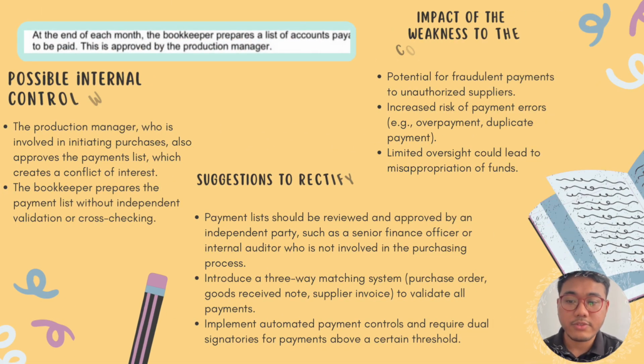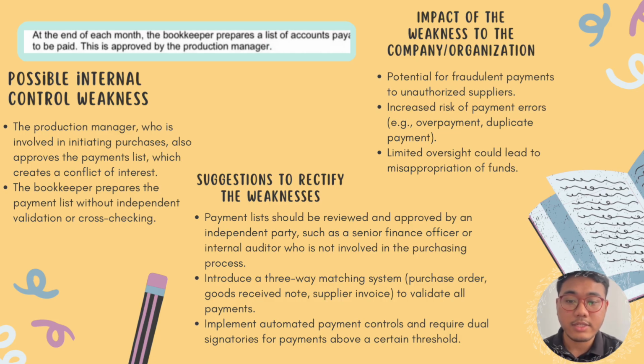The question is: at the end of each month, the bookkeeper prepares a list of accounts payable to be paid. This is approved by the production manager. The possible internal control weakness is that the production manager, who is involved in purchasing, also approves the payment list, which creates a conflict of interest. The bookkeeper prepares the payment list without independent validation or cross-checking. Impact of the weakness is potential for fraudulent payment to unauthorized suppliers, increased risk of payment error, and limited oversight could lead to misappropriation of funds.